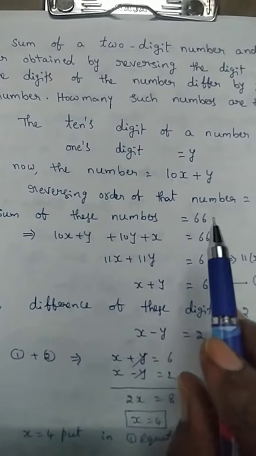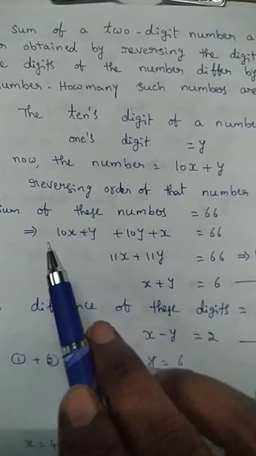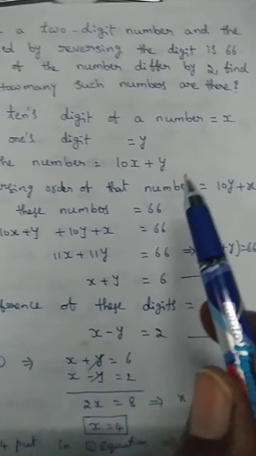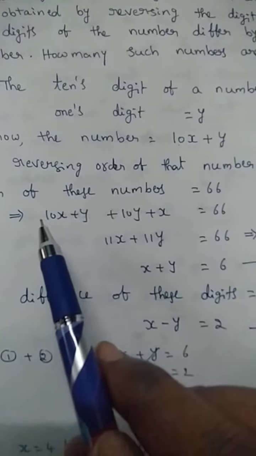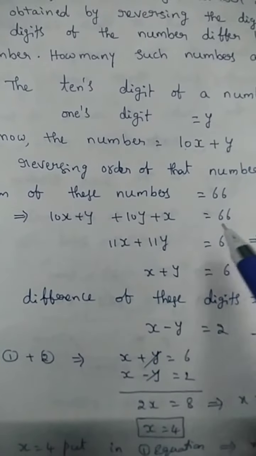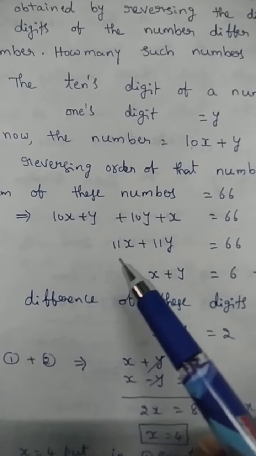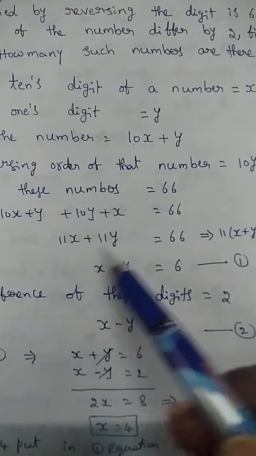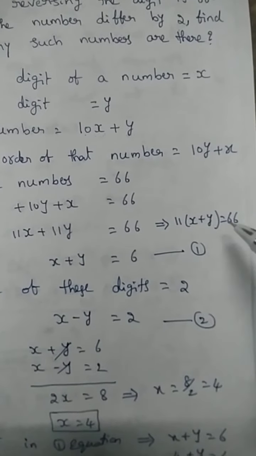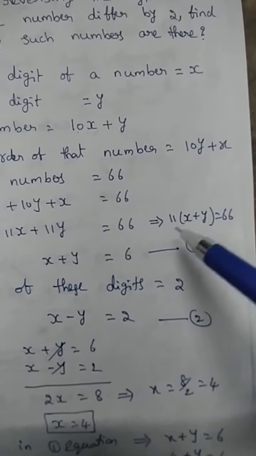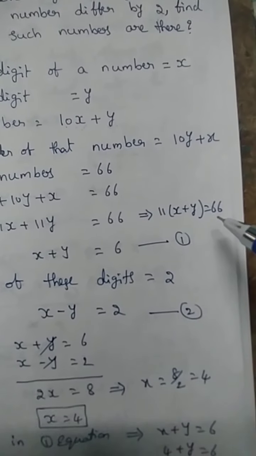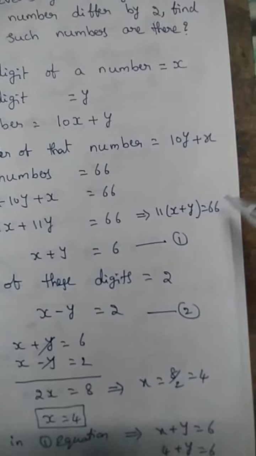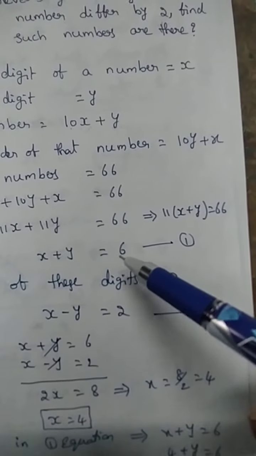The sum of these numbers is equal to 66. That means 10x plus y, plus the reversed number 10y plus x, is equal to 66. Then 11x plus 11y is equal to 66. 11 is common in that, so 11 times (x plus y) is equal to 66. The 11 multiplier transposes to the other side and becomes the denominator, 66 by 11. 11 sixes are 66, so x plus y is equal to 6.